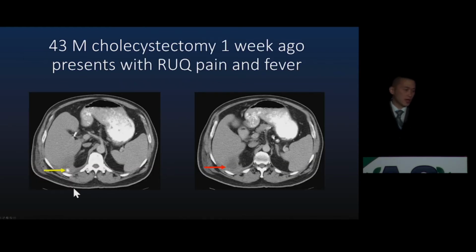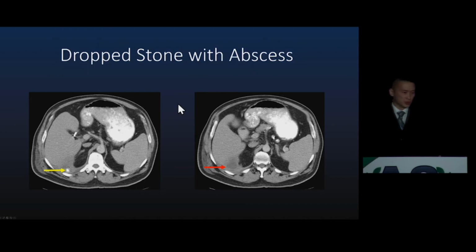So here's our case. We immediately see the stone material along the posterior margin of the liver, and in an adjacent slice just above that, we do see this ill-defined fluid collection. So this is an abscess secondary to a dropped stone.